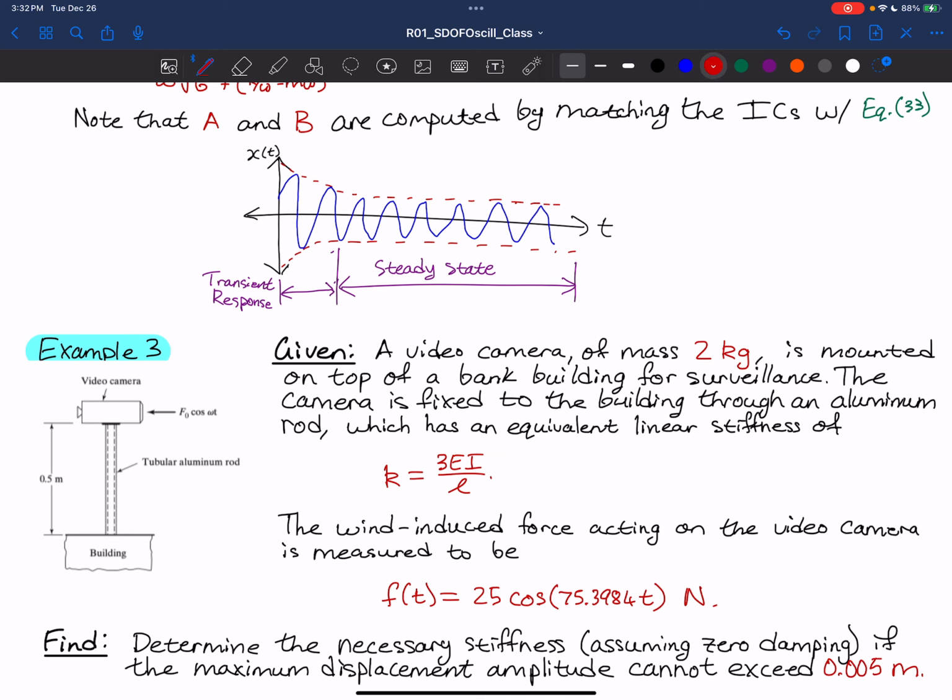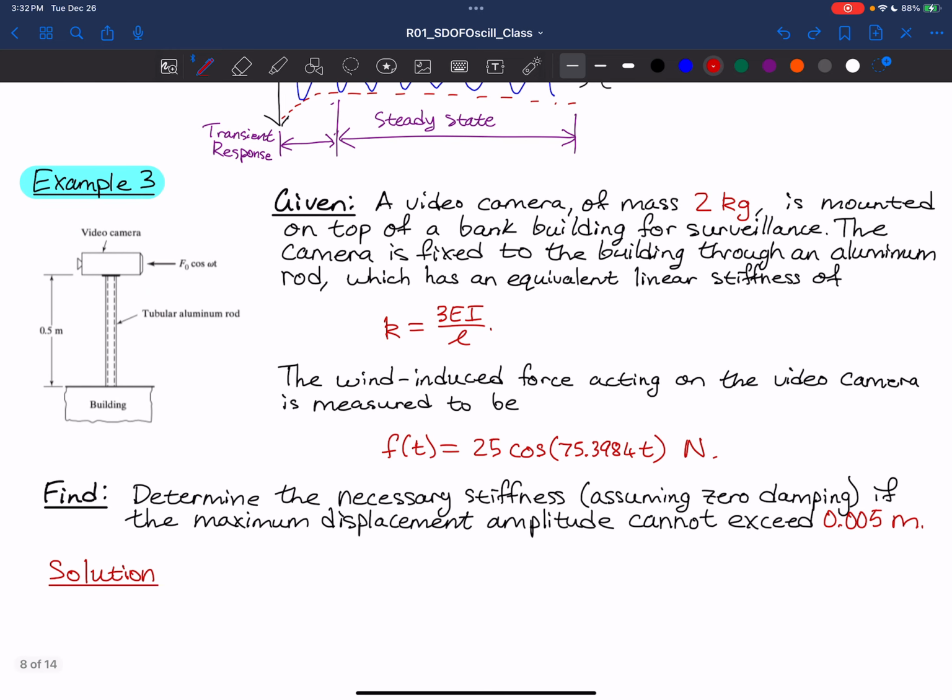This is our example 3. We're given that a video camera of mass 2 kilograms is mounted on top of a bank building for surveillance. The camera is fixed to the building through an aluminum rod, which has an equivalent linear stiffness of k equals 3EI divided by L. The wind-induced force acting on the video camera is measured to be as shown there. They then want us to determine the necessary stiffness, assuming zero damping, if the maximum displacement amplitude cannot exceed 0.005 meters.